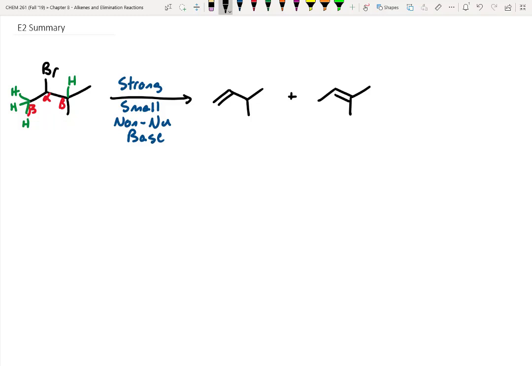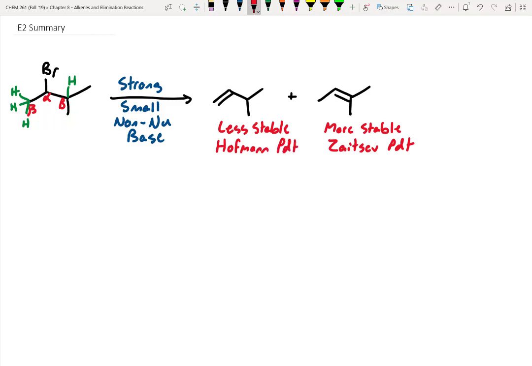All right, now my next question. Which one is the more stable alkene? Second one. Okay, so this would be more stable. This would be less stable. Which one's going to be our Zaitsev product? Our more stable one or our less stable one? Okay, so this would be Zaitsev. This would be our Hoffman product. The Hoffman product is always going to be that less stable alkene, meaning less substituted.